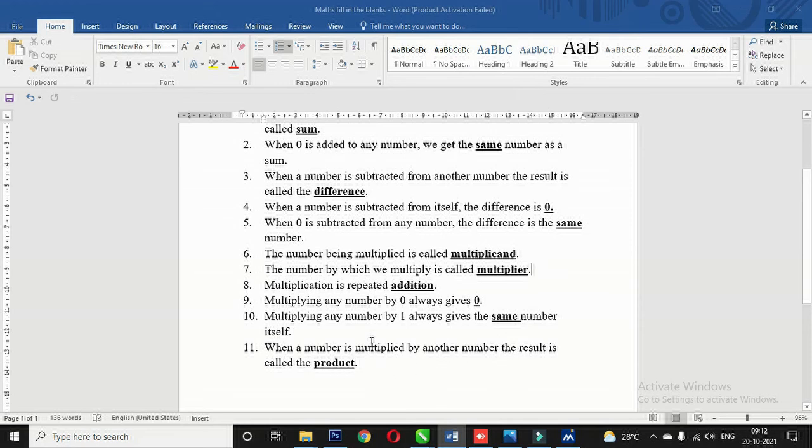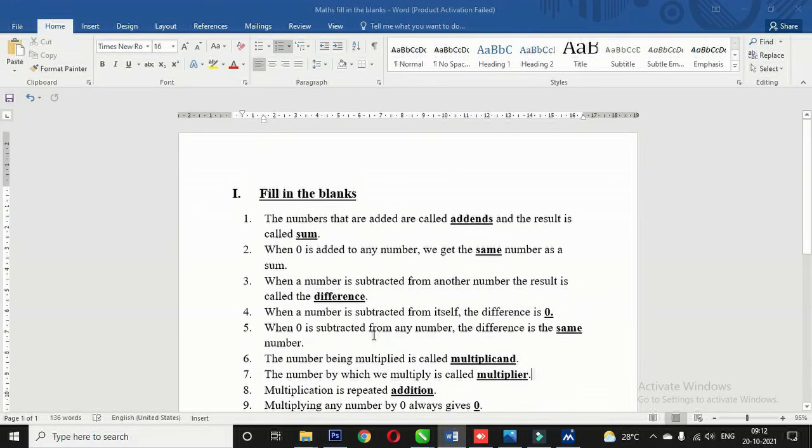Okay, children. In today's class we revised the addition, subtraction and multiplication book back exercise, and also we learned the fill in the blanks related to addition, subtraction and multiplication.